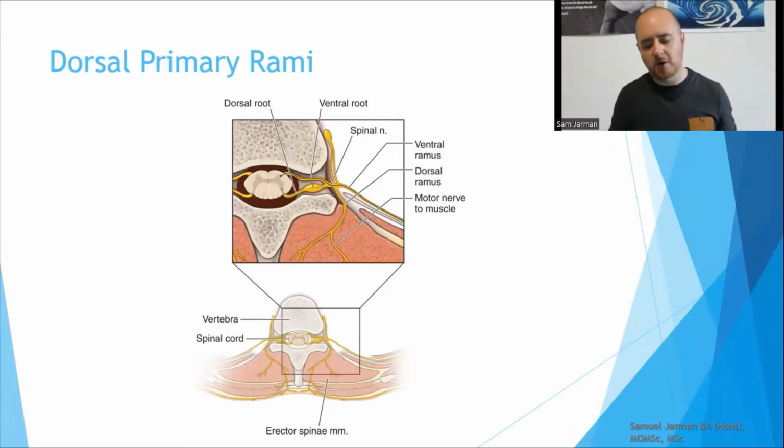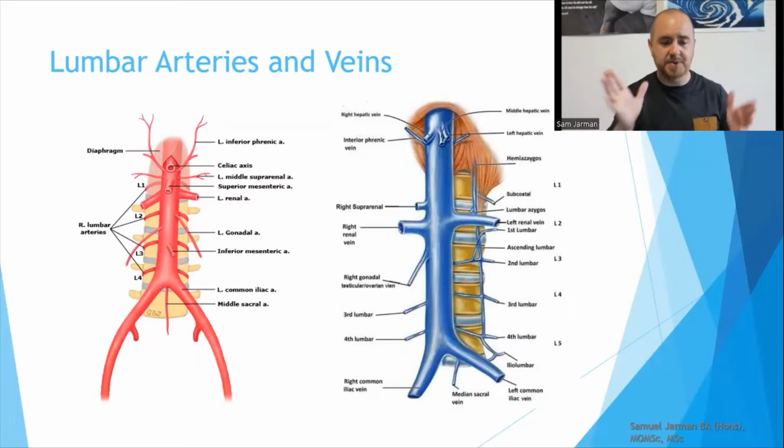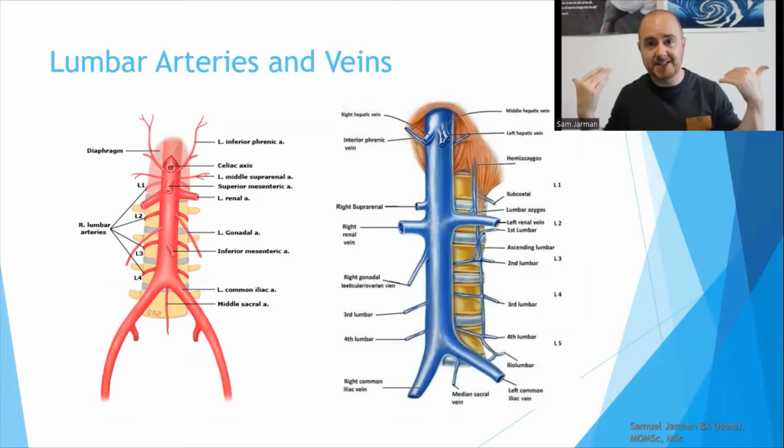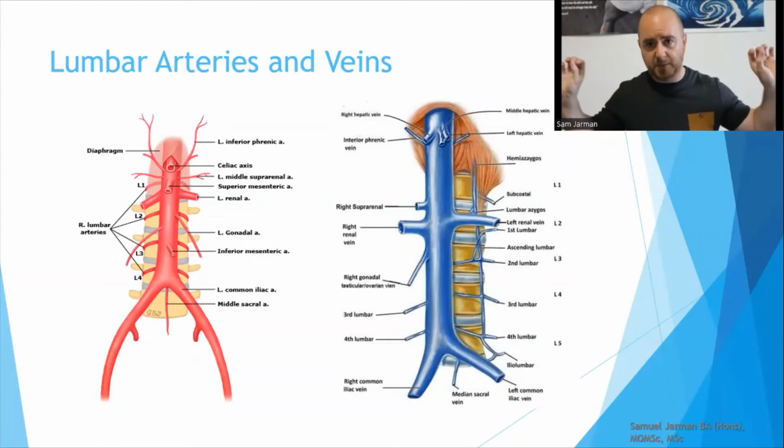So it's going to loop around right there. Now, the lumbar arteries and veins are the supply and drainage to the erector spinae in the lumbar region. Just as the intercostal arteries and veins have the posterior portion, which will supply and drain the erector spinae and the deeper muscles in the region of the thorax, the lumbar arteries and veins do the same thing. They supply and drain that region.